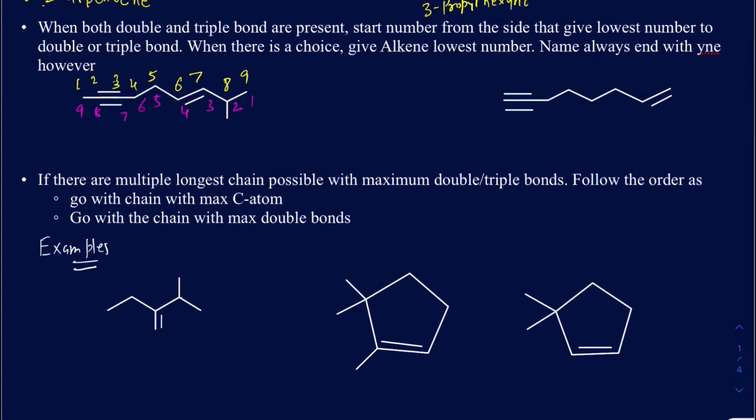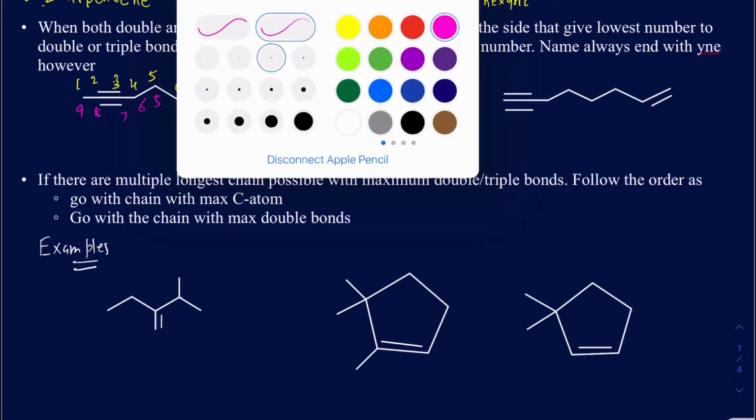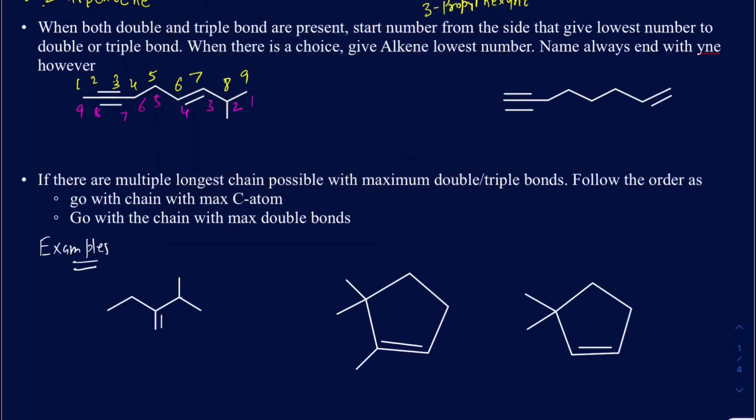So they don't really get priority one over the other. It's more or less who comes first. So since the triple bond comes first, you want to start counting from the left side. However, your triple bond, which is going to end with yne, that's going to be placed at the very end, and that's always going to be the case.